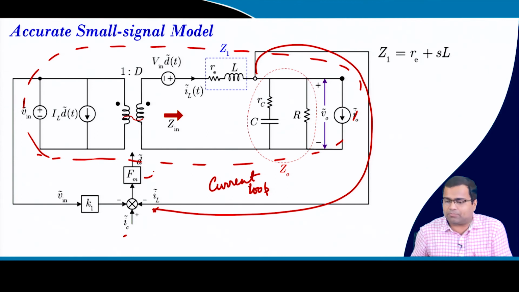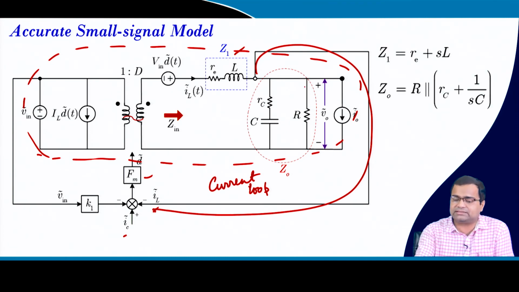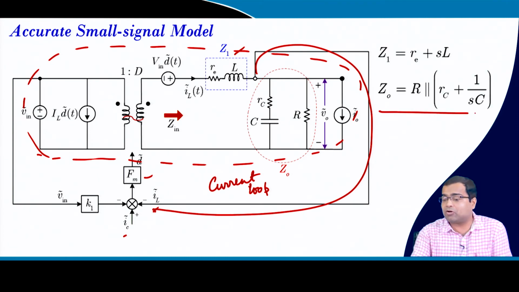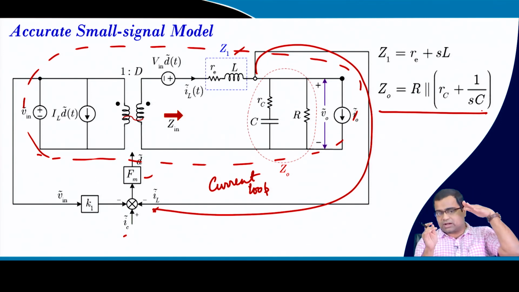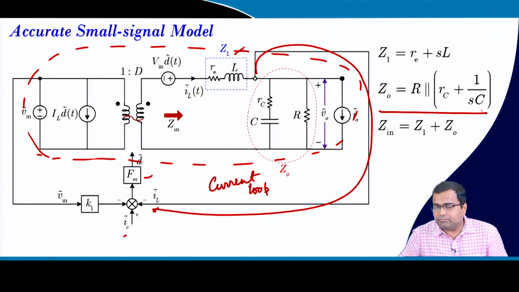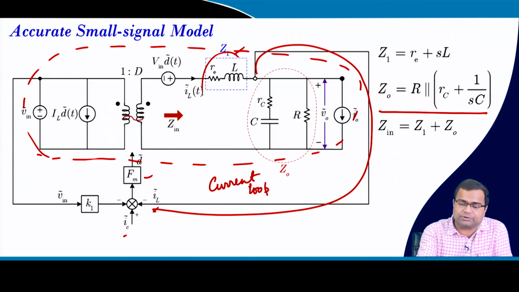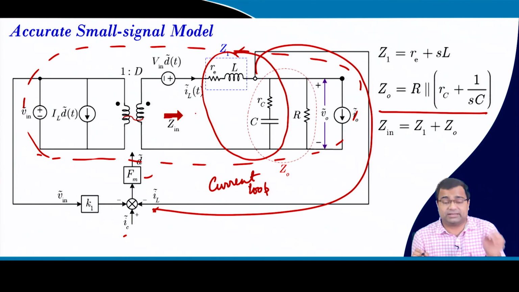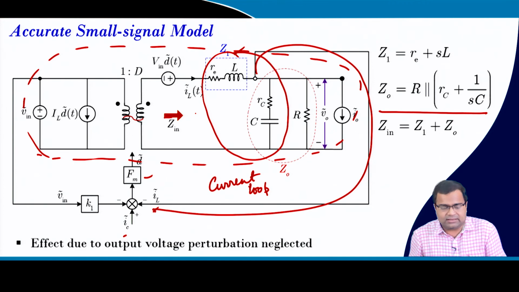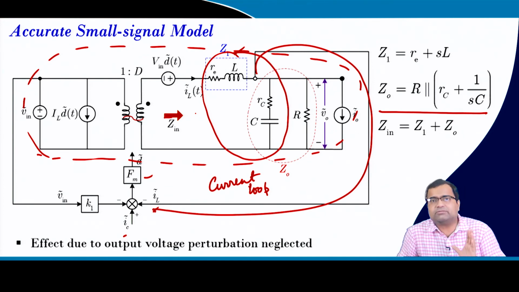So, this can be obtained. What is Z1? We have taken this to be Z1 and Z0 is the output impedance of the buck converter, which was, when we close the current loop for the approximate model, our output impedance. But if you sum these two, that means if you take the entire branch, in this circuit it is nothing but the input impedance. Okay. So, Zin, so the effect due to output voltage perturbation is neglected.